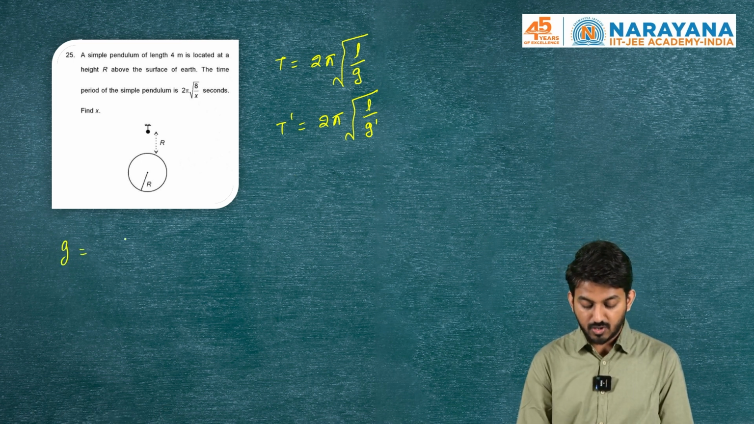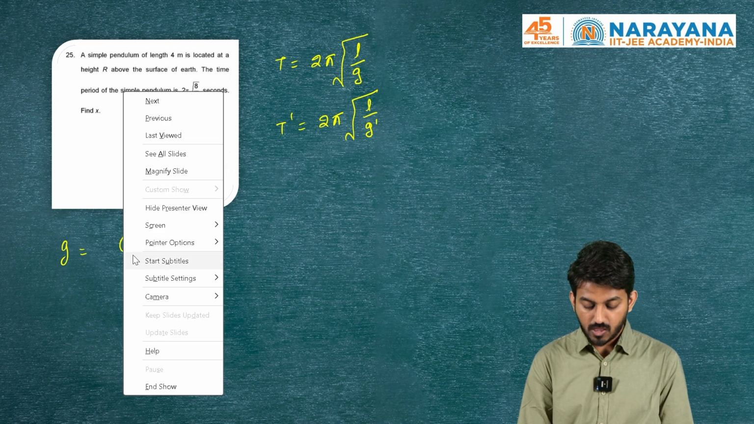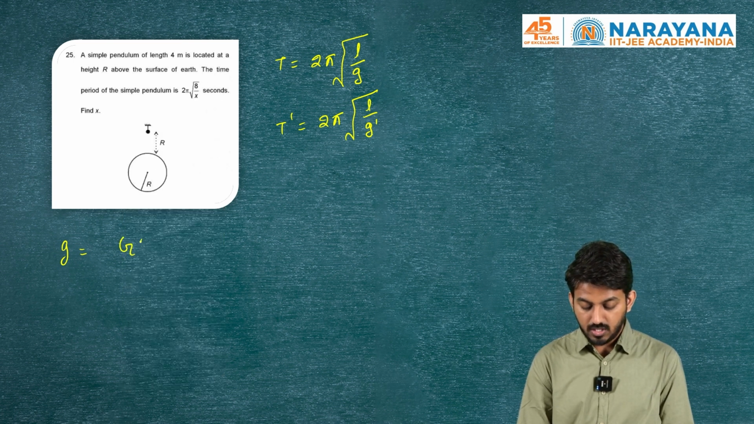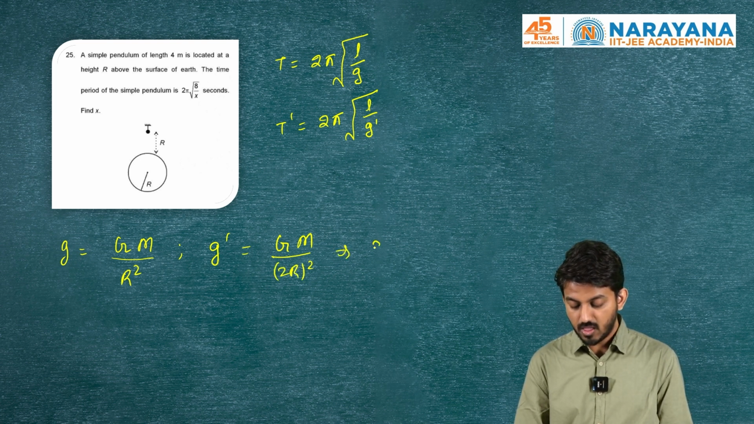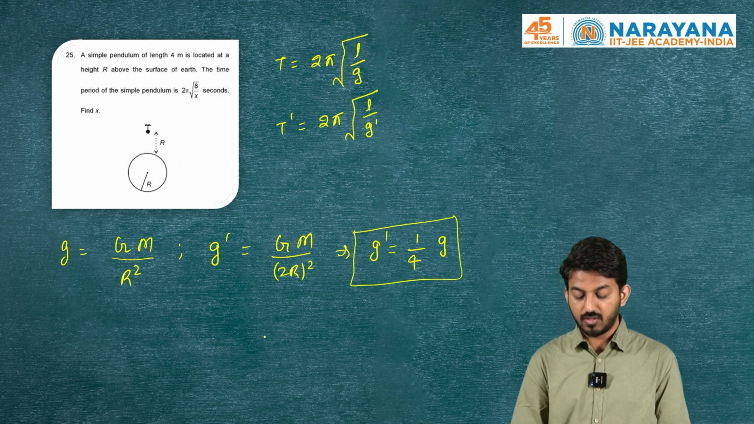Now, the g value at the surface is equal to G times the mass of the Earth divided by radius squared. And this g prime is going to be G times the same mass, but now the distance here is 2R, giving us g prime is equal to 1/4 of the value on the surface.